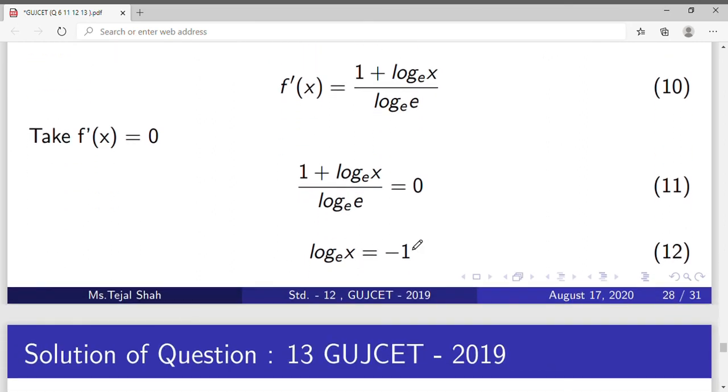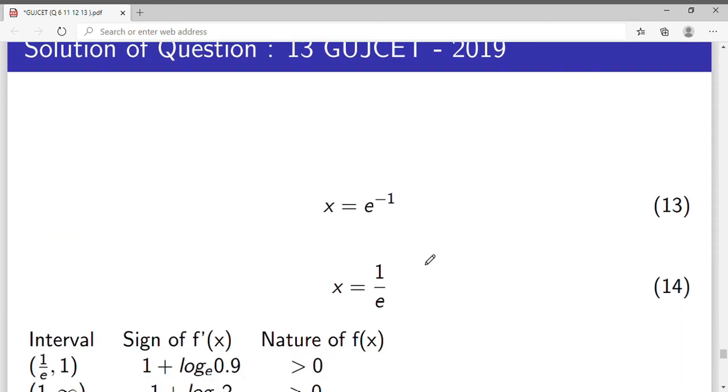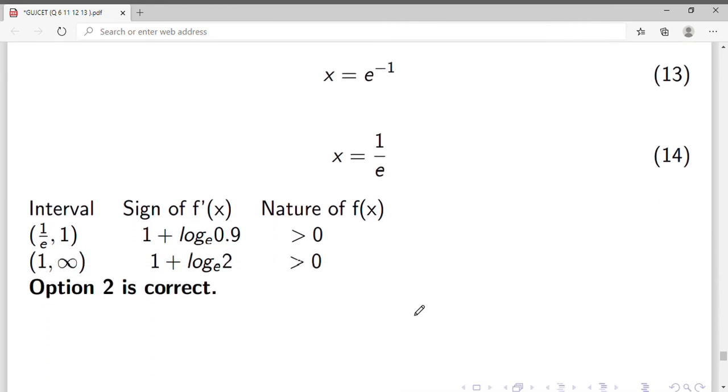So after taking f dash x equal to 0, what do we get? Log x is equal to minus 1. Now take antilog on both sides. So we get x equal to e raised to minus 1, so x equal to 1 upon e. So x equal to 1 upon e is our one critical point. Also in the question, it is given that x belongs to R minus 1. So here we have to cancel out the point 1. So there is one point where we have to take the break.